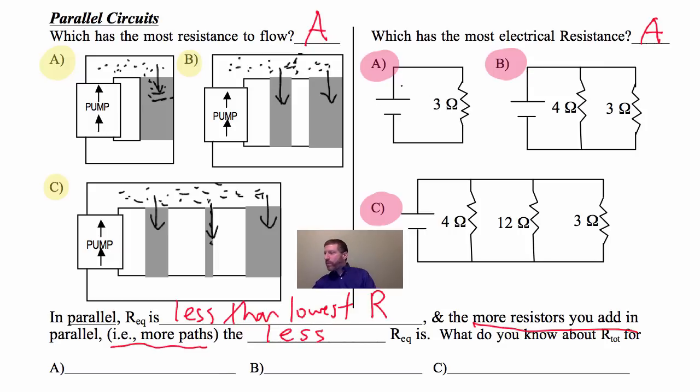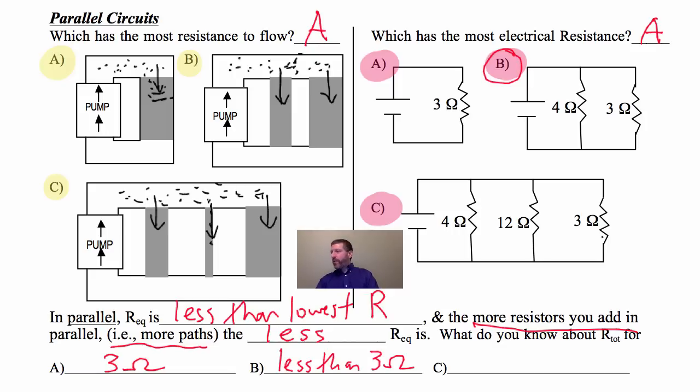For circuit A, because we assume that these wires right here have no resistance, the resistance felt by the battery is just 3 ohms. What do you know about B right here? Well, it's got to be less than 3 ohms. And what do we know about C?